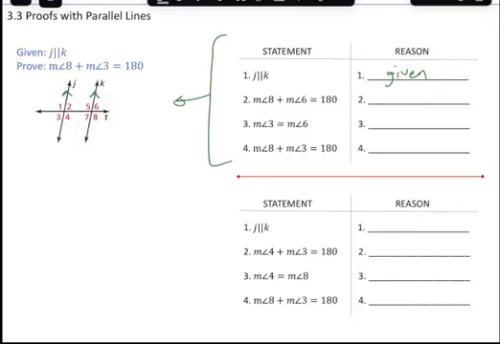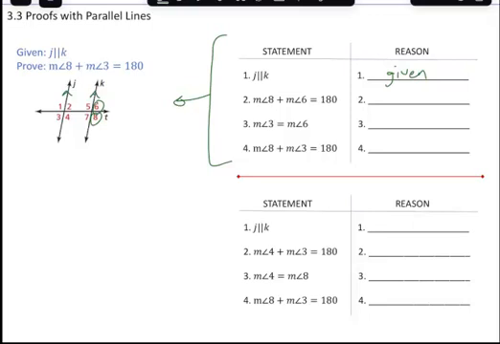And then CIA or SSI, that is a pair of supplementary angles. Well, when I look here at angles 8 and 6, here's 8 and here's 6, those are adjacent angles that form a straight line. So what justifies the fact that they add together to equal 180?